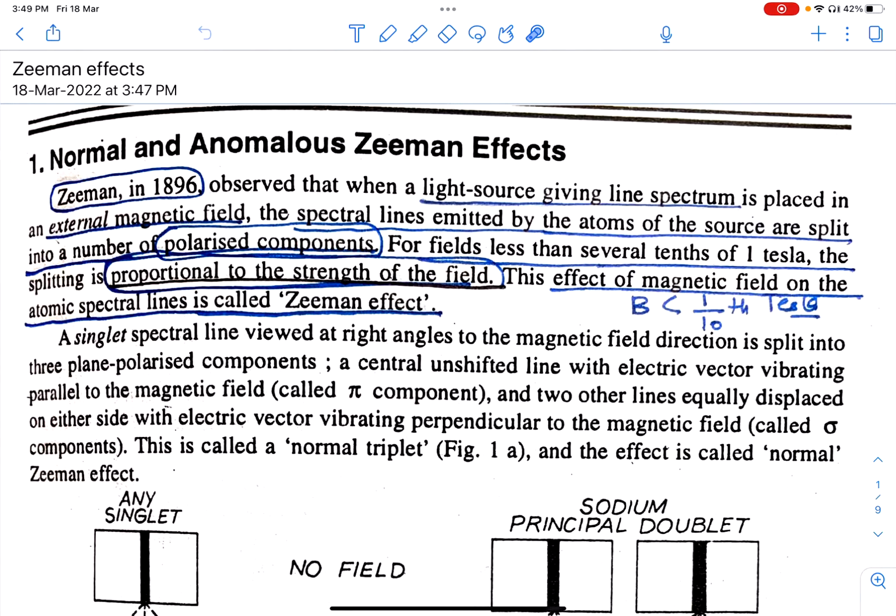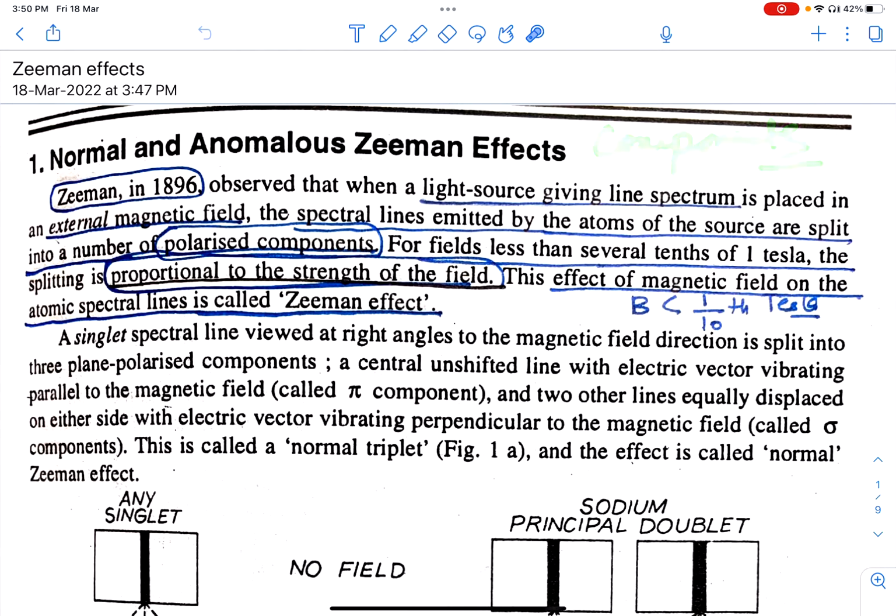Now let's move ahead. Zeeman in 1896. A light source giving line spectrum is placed. Due to the Zeeman effect we get components, but in spin orbit coupling the levels are split into different levels, and the transitions are called lines, not components. In no case will the lines be called lines in the Zeeman effect. That would be called components. We'll discuss those as well in the coming part.